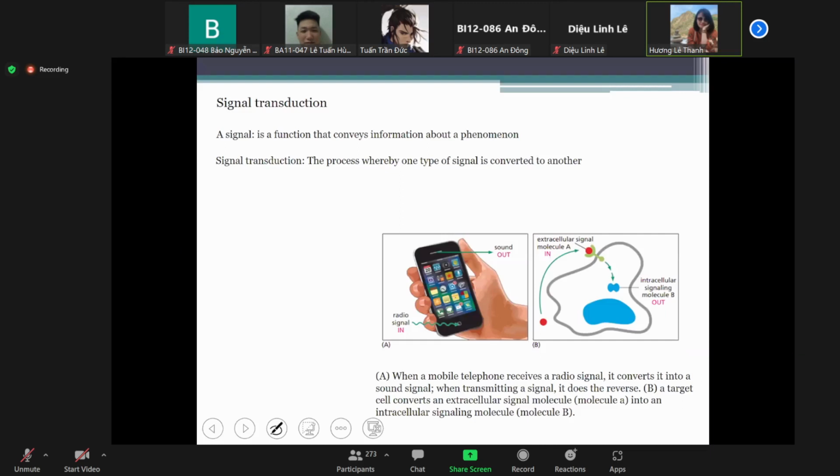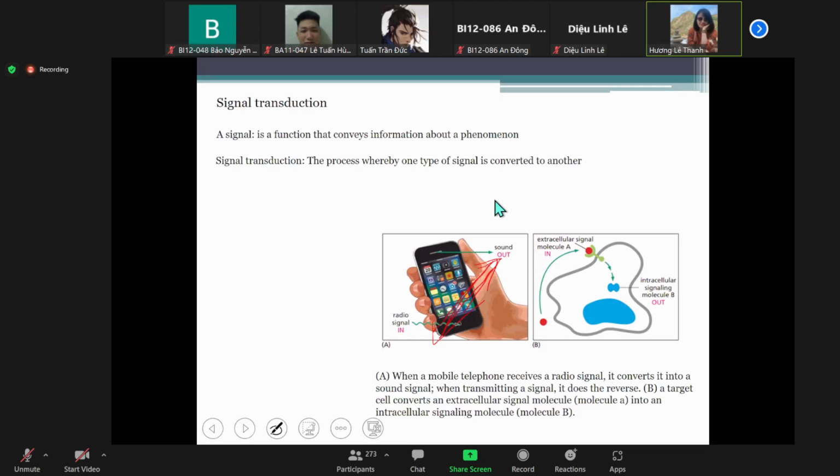So for transduction, for example, a signal is a function that conveys information about a phenomenon. Transduction is the process whereby one type of signal is converted to another. An example is a mobile phone, which receives radio signals and needs to convert them into sound signals. When transmitting, it is the reverse. This process we call transduction.